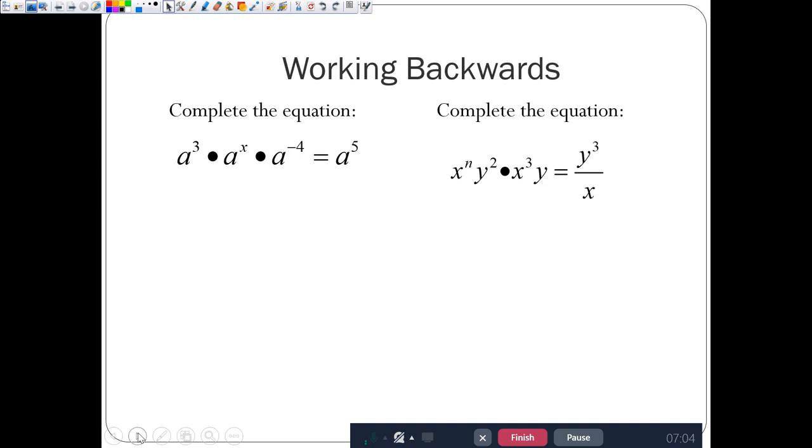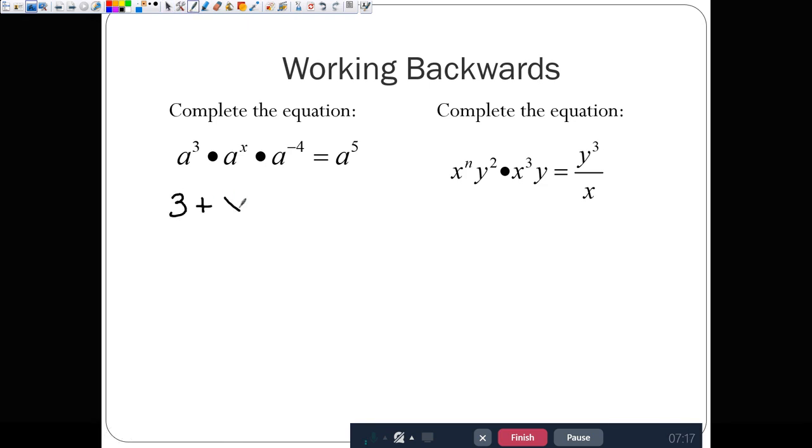Okay, working backwards. When we work backwards, we're going to think about our rule. Our rule here, we have the same base, so we add our exponents to equal the exponents. So I can just add my exponents. So 3 plus x plus negative 4 would have to equal 5, right? And I'm trying to find what x would be. So I'm just going to combine like terms. So I get negative 1 plus x equals 5. Add 1 to both sides. x equals 6.